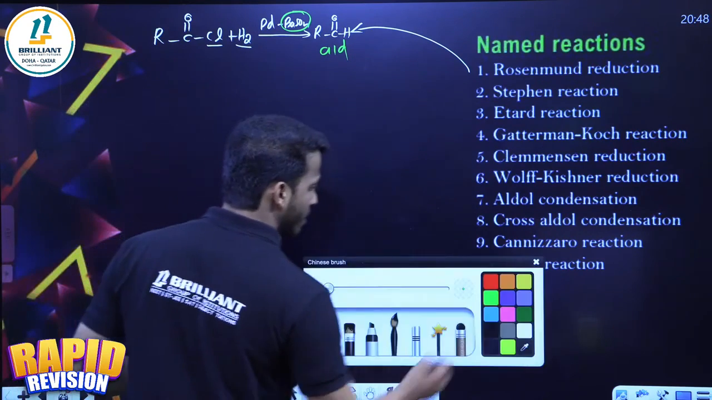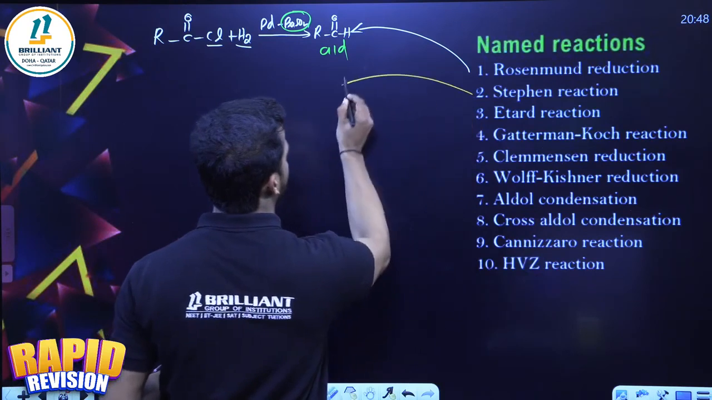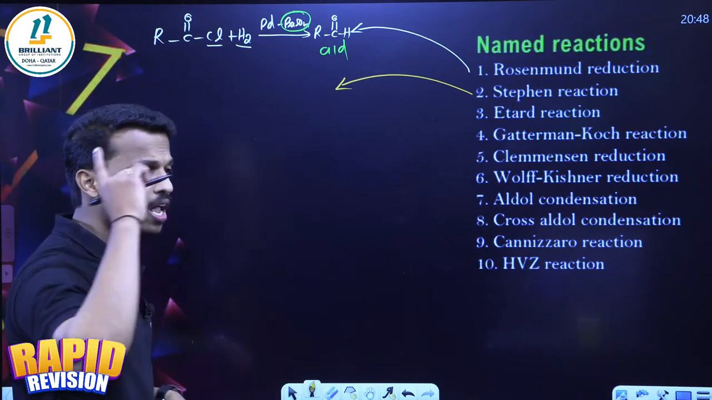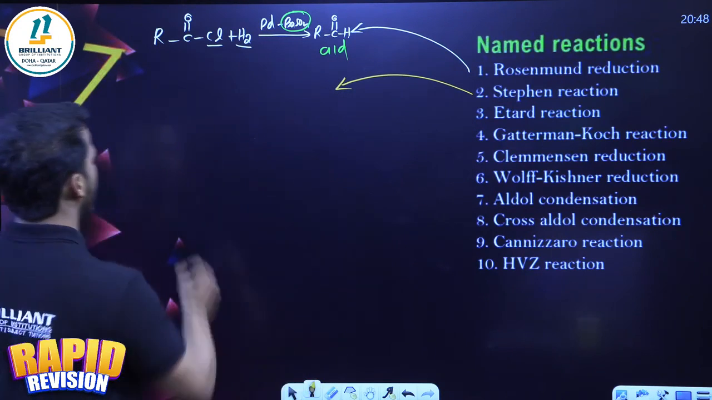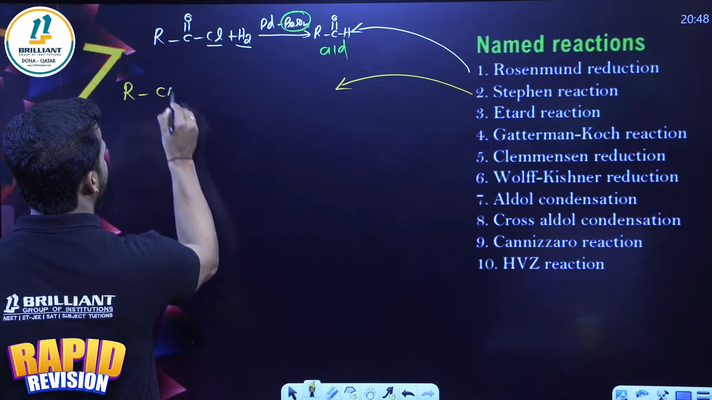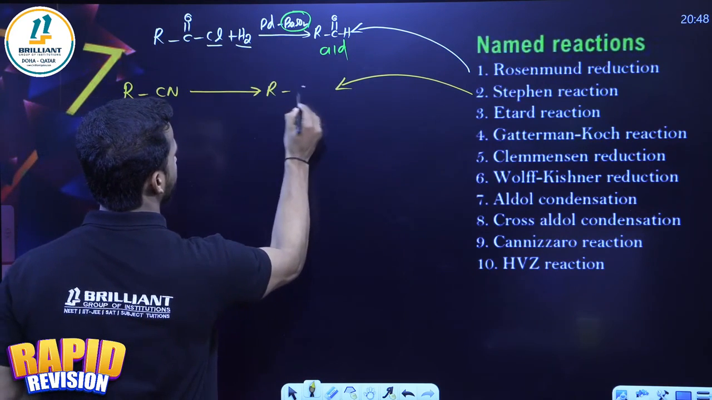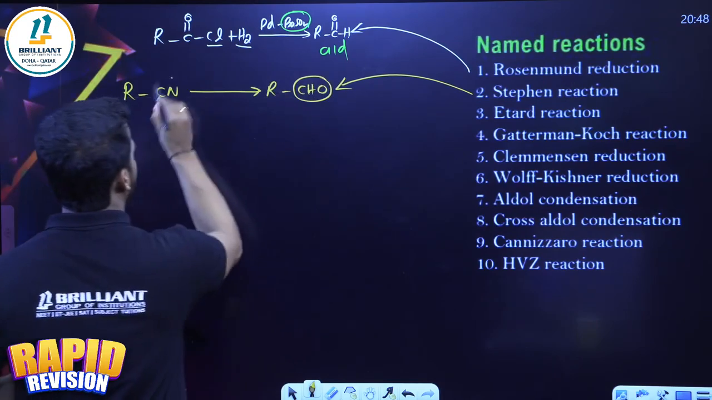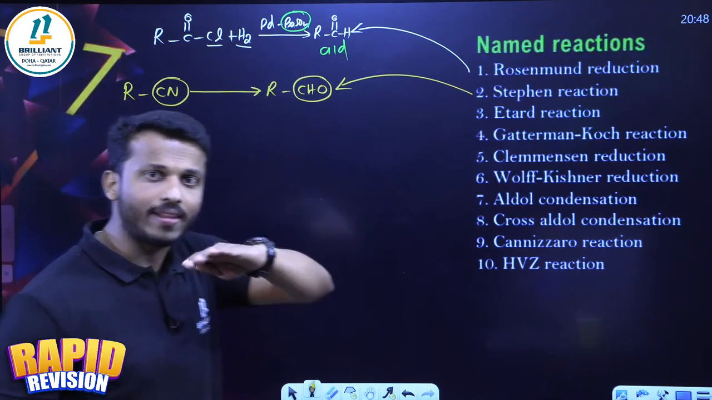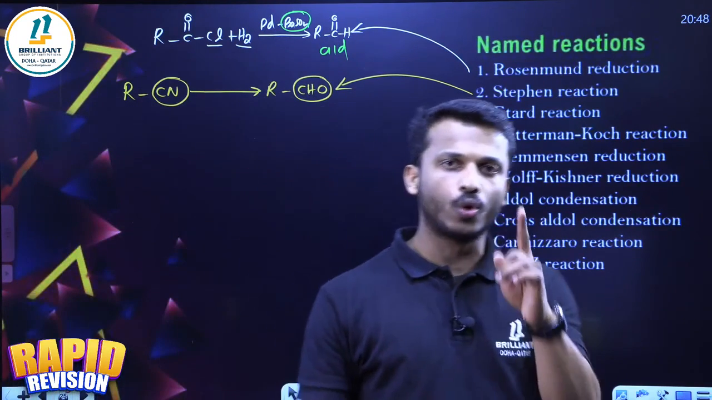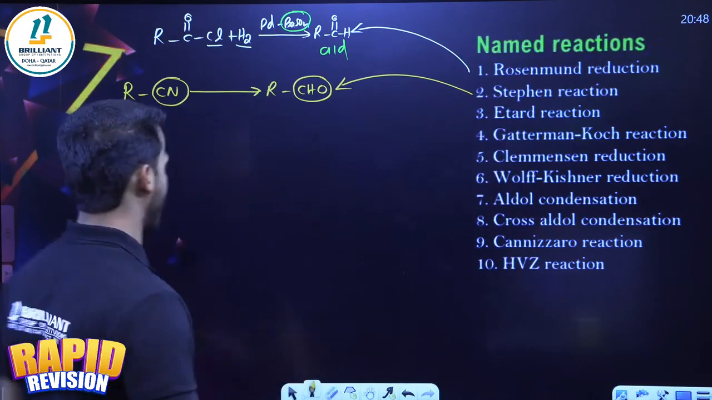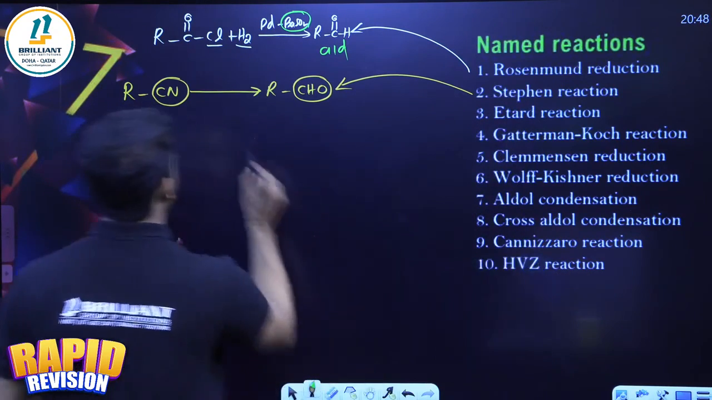What, dear all, is the Stephen reaction? Let's go to the Stephen reaction. I hope you already have the answer. Stephen reaction is cyanide to aldehyde. A cyanide that you can convert to aldehyde through which one? The Stephen reaction. What are the steps in the Stephen reaction, dear all?